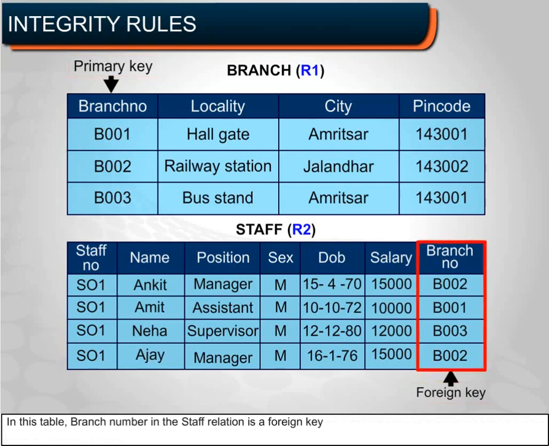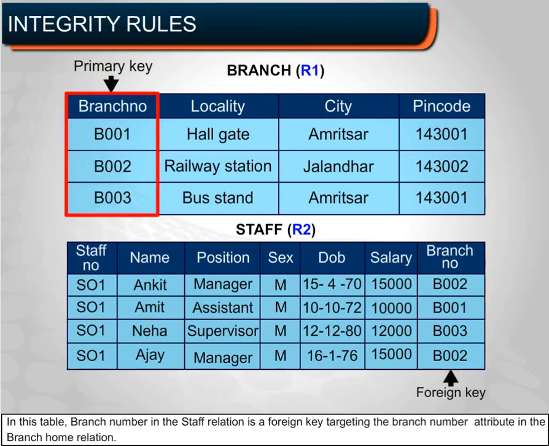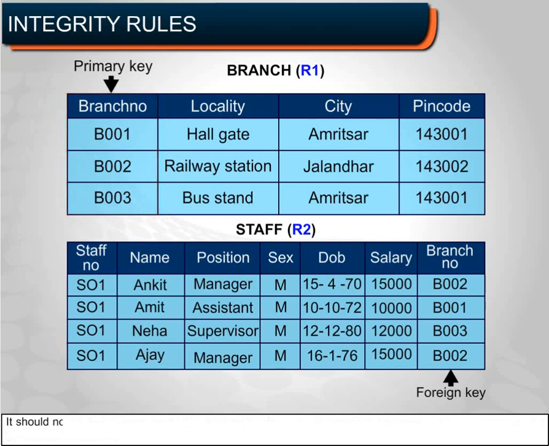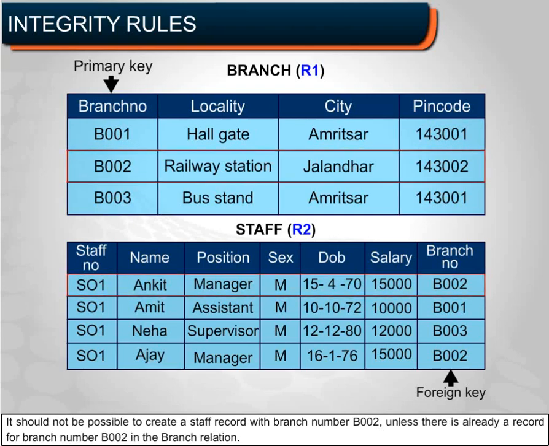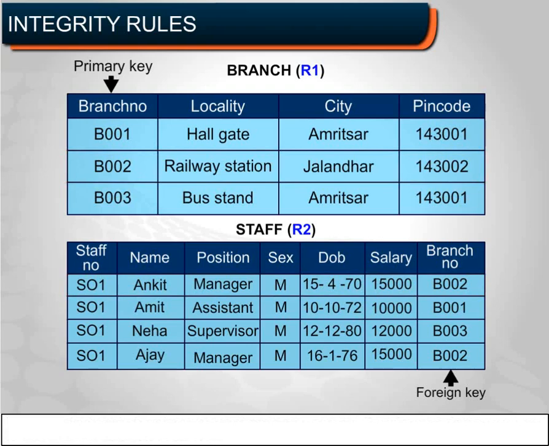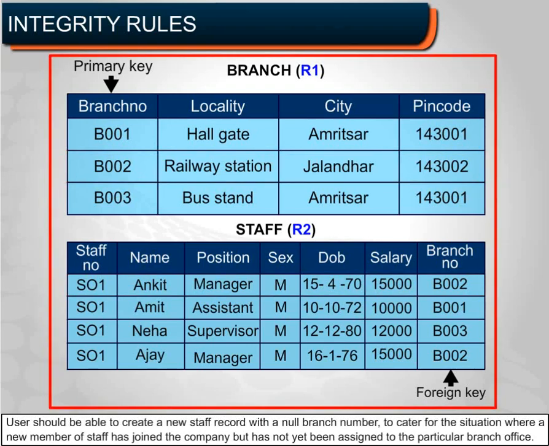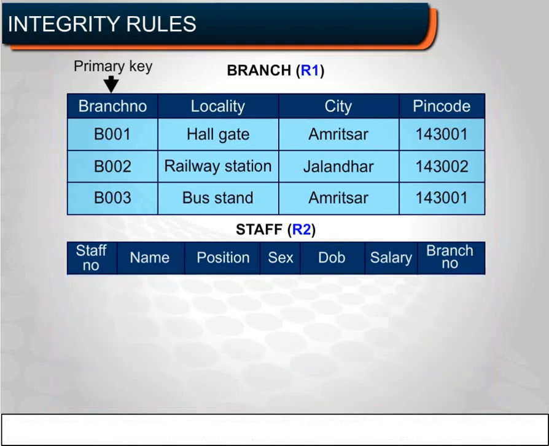In this table, branch number in the staff relation is a foreign key targeting the branch number attribute in the branch relation. It should not be possible to create a staff record with branch number B002 unless there is already a record for branch number B002 in the branch relation. User should be able to create a new staff record with a null branch number to cater for the situation where a new member of staff has joined the company but has not yet been assigned to a particular branch office.